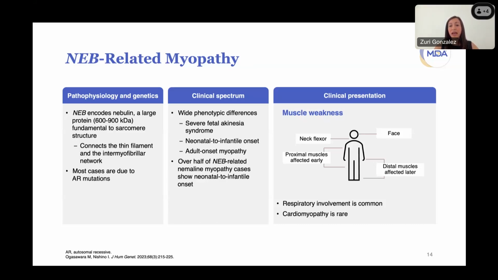These patients can have neck flexor and facial muscle weakness, and proximal muscle weakness that will present early on, and then the distal muscles will be affected later on in the disease. Typically, respiratory involvement is very common, and cardiomyopathy is rare.